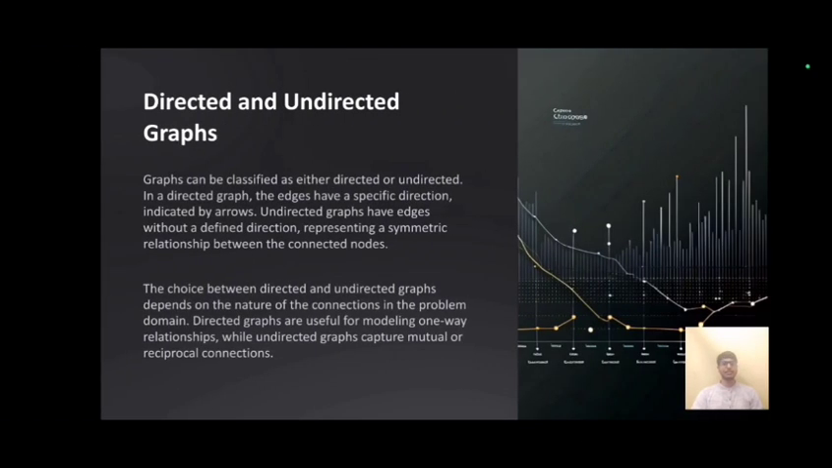Directed and undirected graphs. Graphs can be classified as either directed or undirected. In a directed graph, the edges have a specific direction indicated by arrows. Undirected graphs have edges without a defined direction, representing a symmetric relationship between the connected nodes. The choice between directed and undirected graphs depends on the nature of the connections in the problem domain. Directed graphs are useful for modeling one-way relationships, while undirected graphs capture mutual and reciprocal connections.